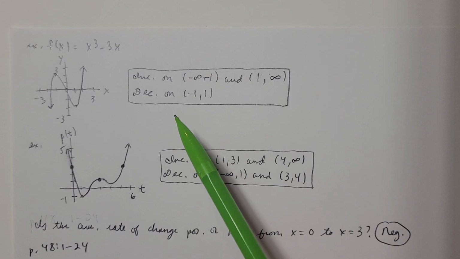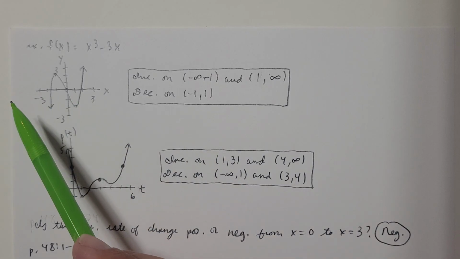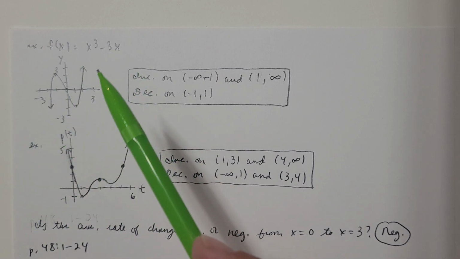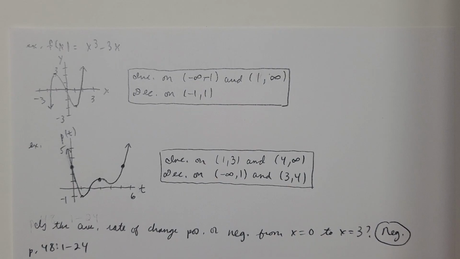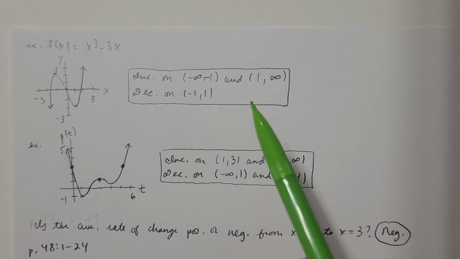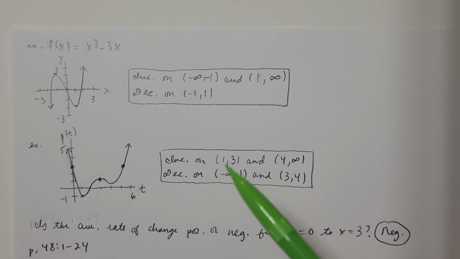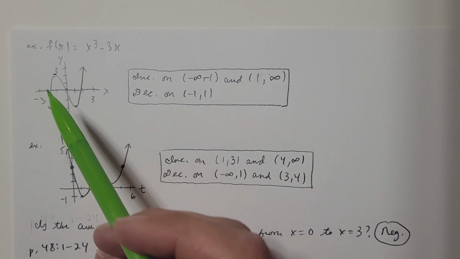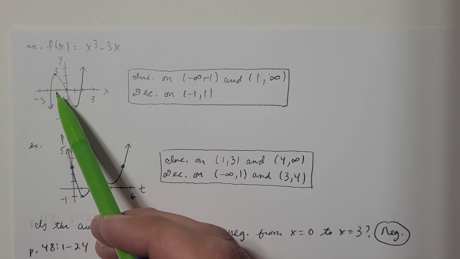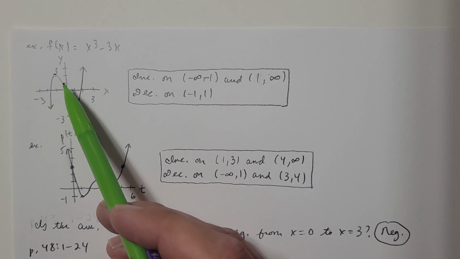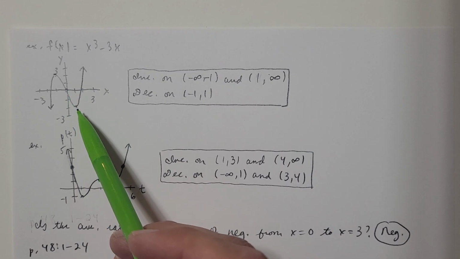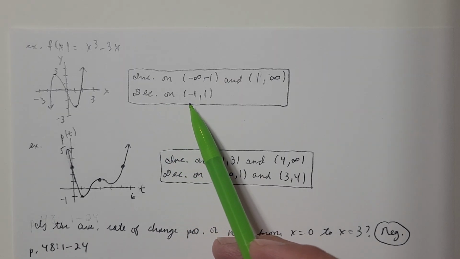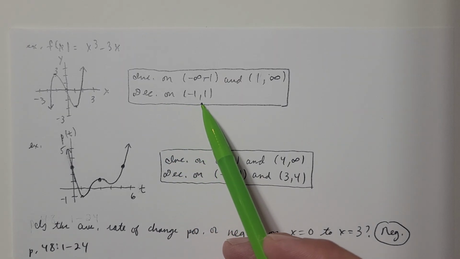You're going to be increasing on the graph everywhere that's less than negative 1 and everywhere that's bigger than 1. You're rising on the graph. So that's where you're increasing. And now where am I decreasing, meaning where am I falling on the graph as I scan from left to right? Anywhere between negative 1 and 1, the curve is falling on the graph. So you're going to be decreasing on the interval negative 1 to 1.